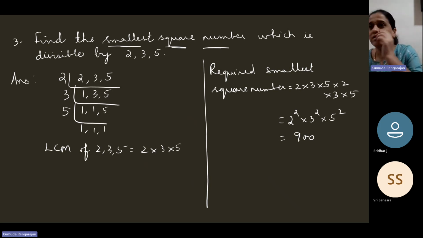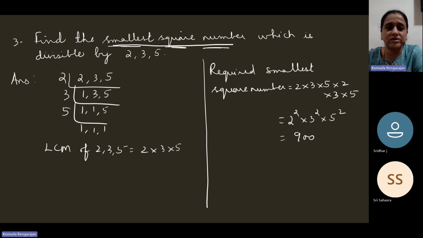So what are the two steps for this question? These words, smallest square number. First, we should find the smallest number, which is the LCM. After finding the LCM, you don't have to actually multiply and find the product. Okay, just write, required smallest square number is equal to, write these factors and check. If there's already 2 2s, leave it.